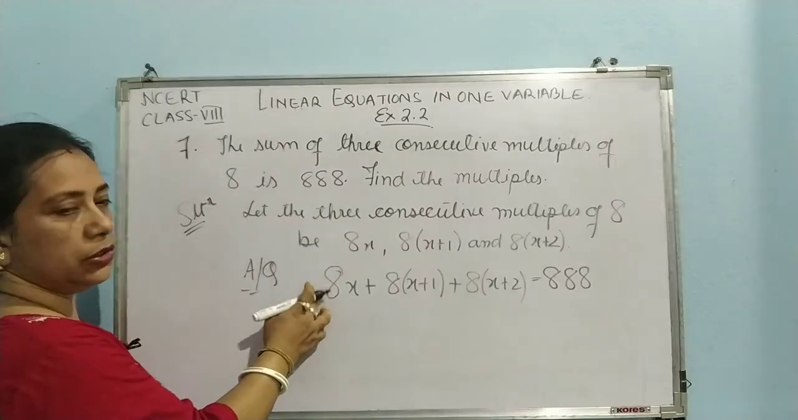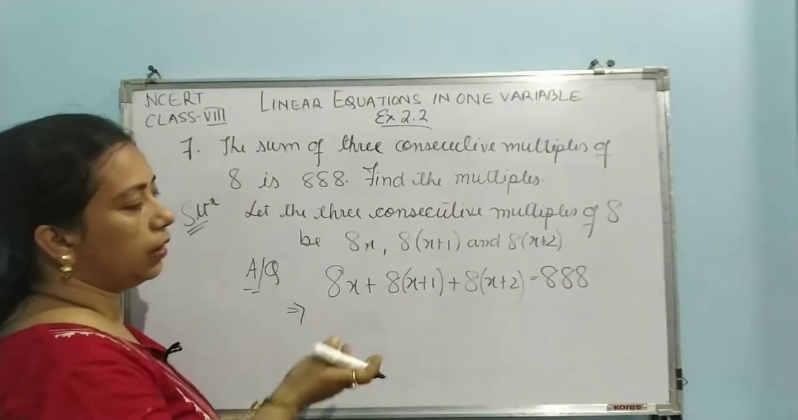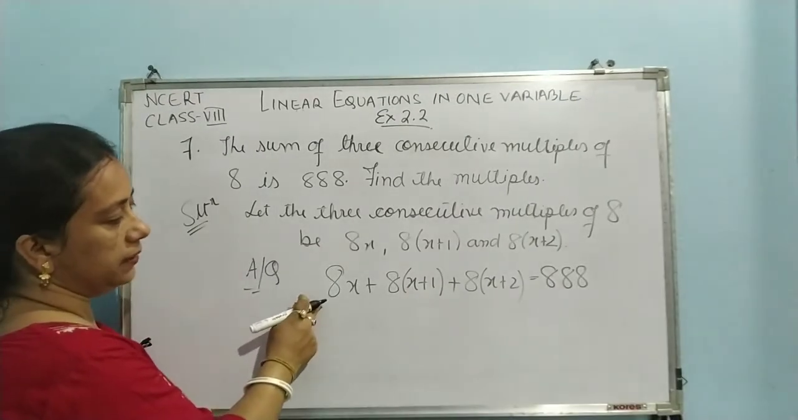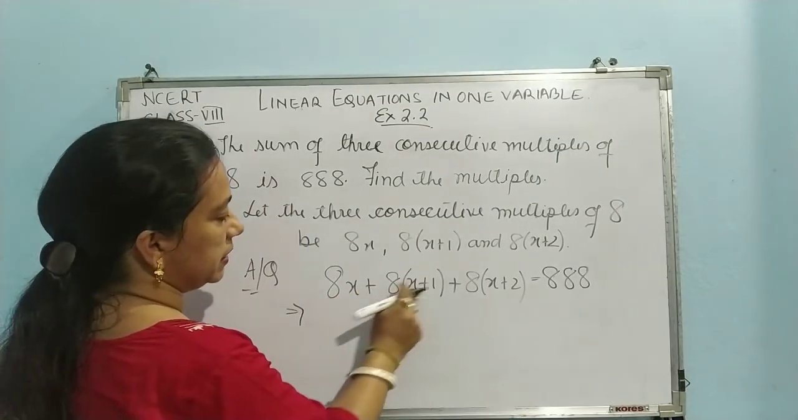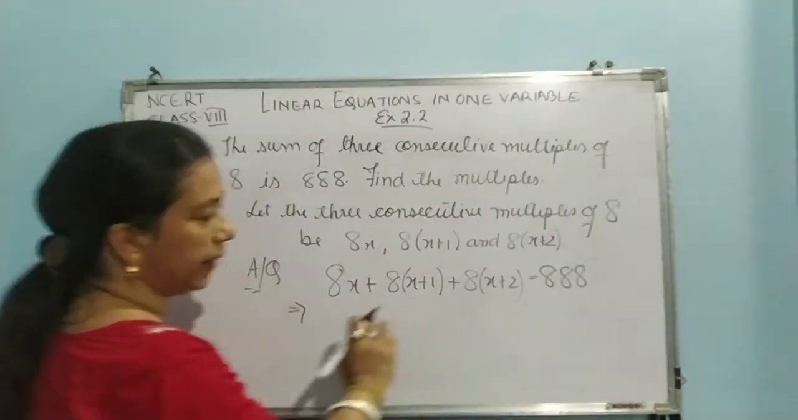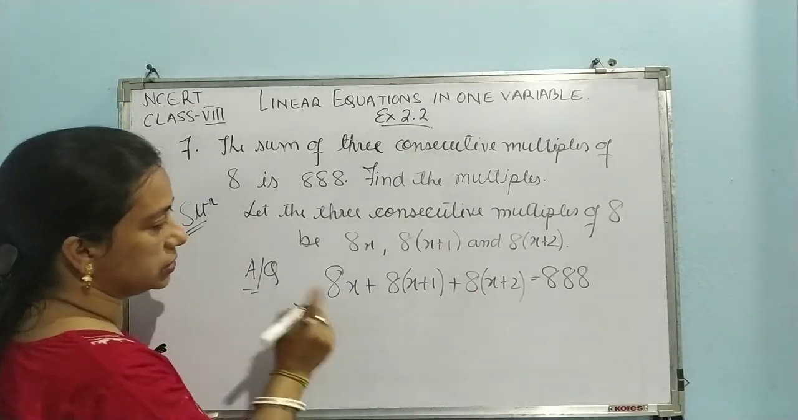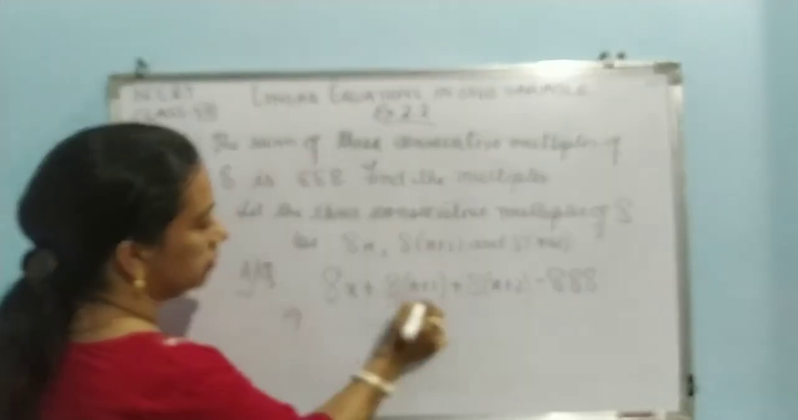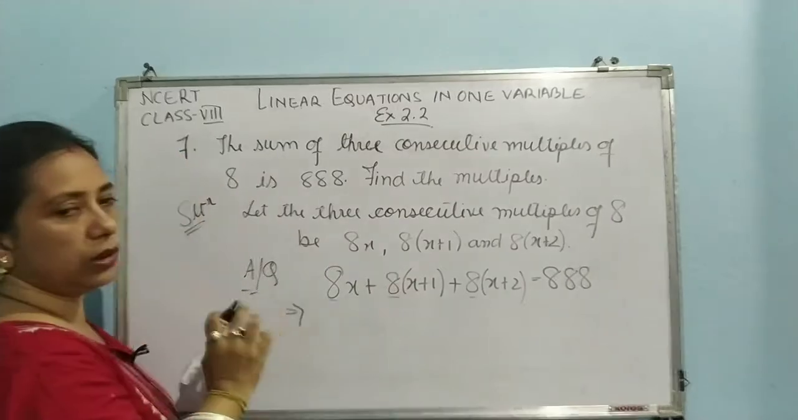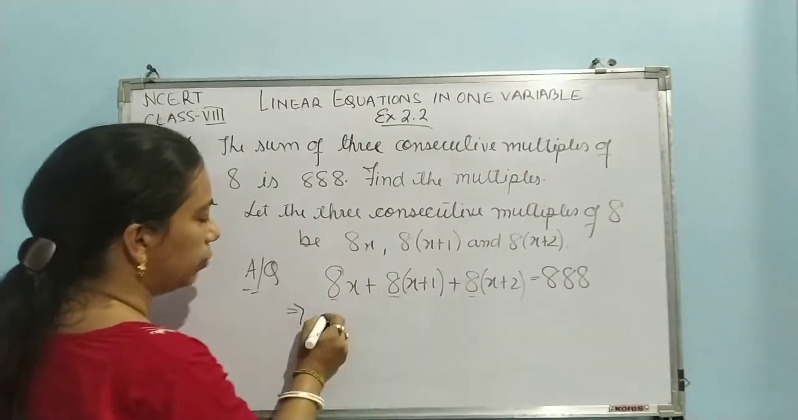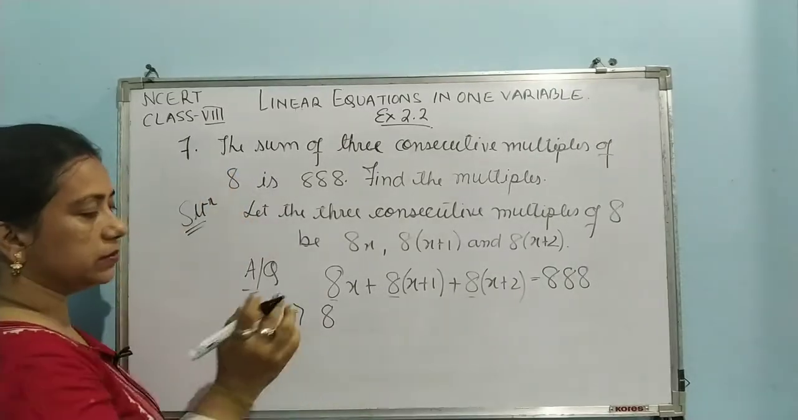Now you can do it in different ways. The way totally depends on you how you want to solve it. See here, you can do this one like this: 8x plus 8x plus 8, ones are 8. You can break up the bracket and then you can proceed. But in this case, I would like to suggest one trick. See here, these are the three terms and all the three terms have 8. So why not take 8 common, so that our calculation becomes much easier.